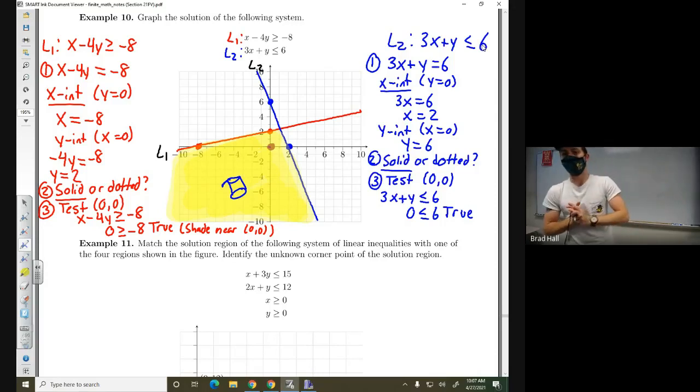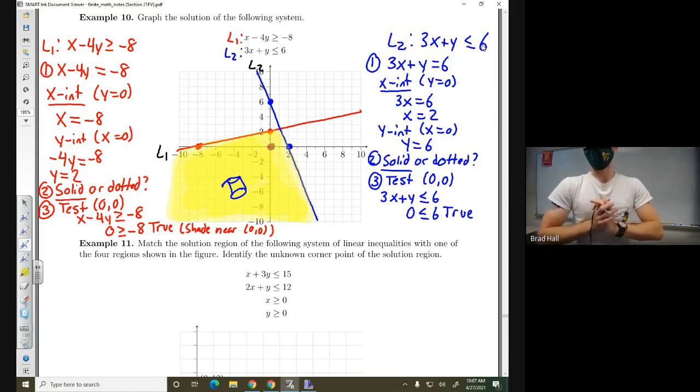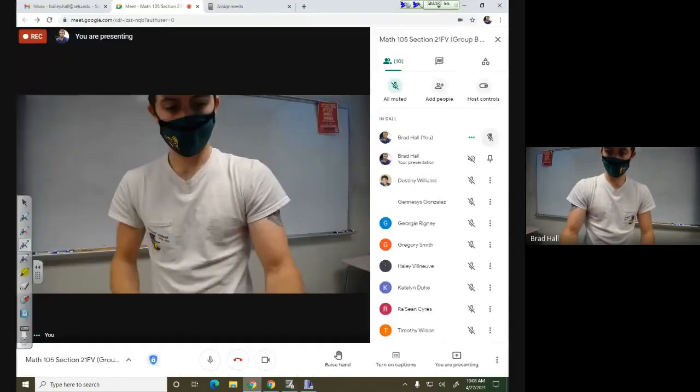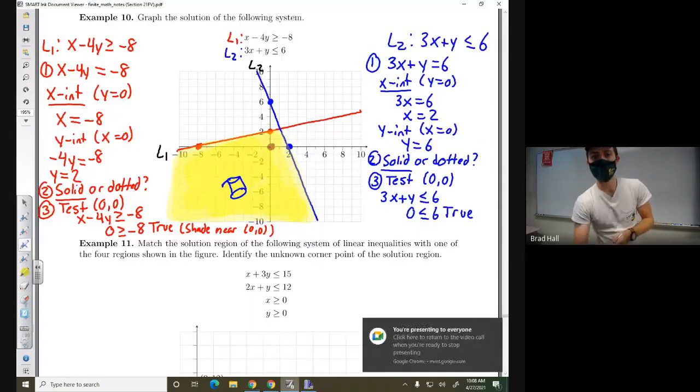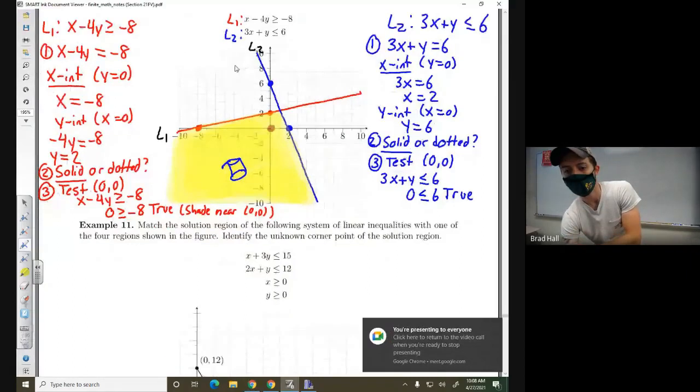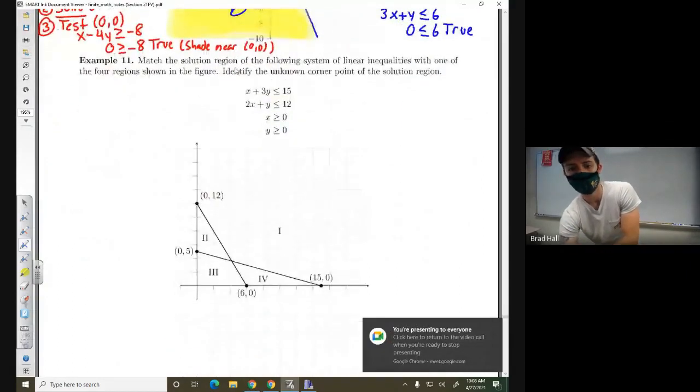Does anybody have any questions before we look at the next problem? If not, let's move on to example 11.